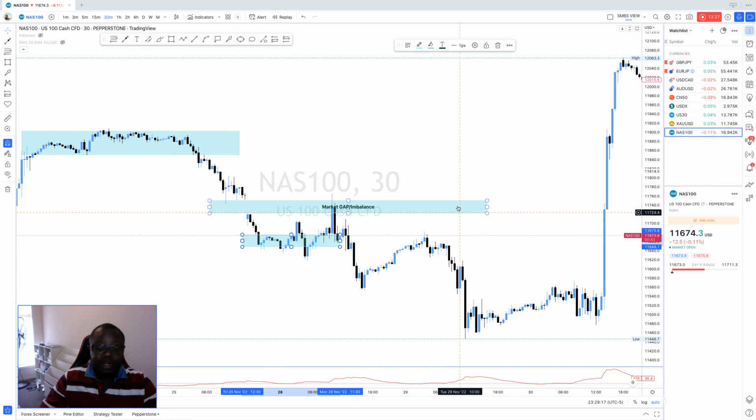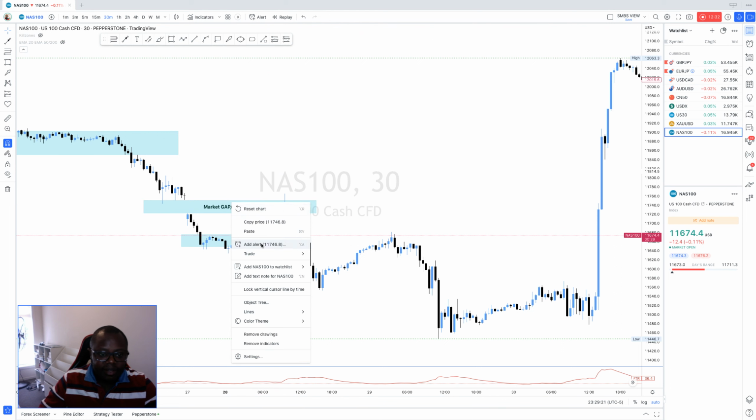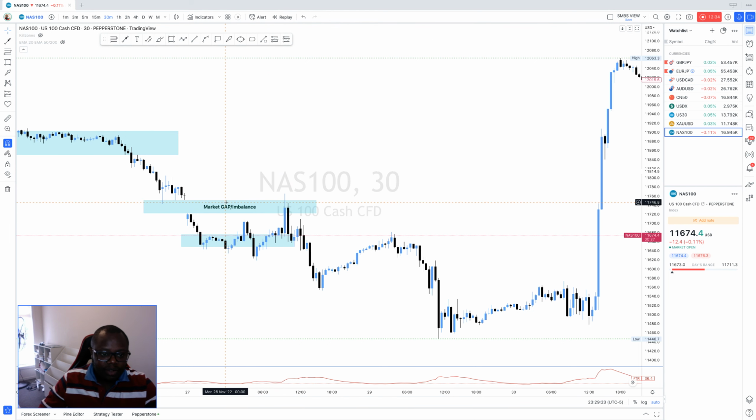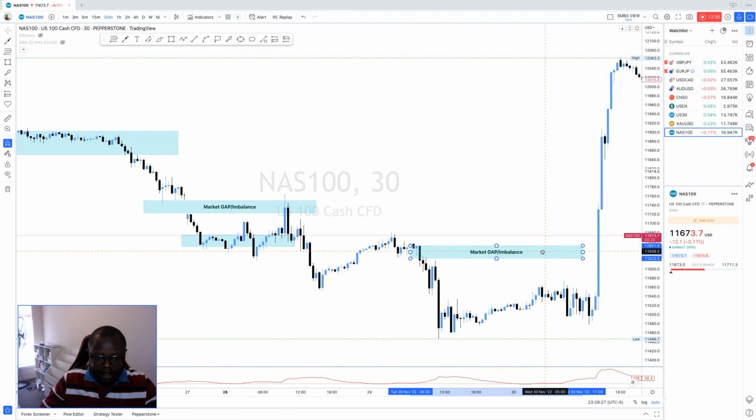I'm going to show you another imbalance and how they filled it. So I'll just clone this, clone that, and another imbalance is here.